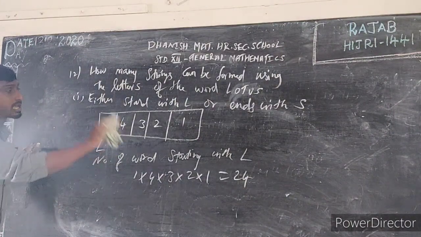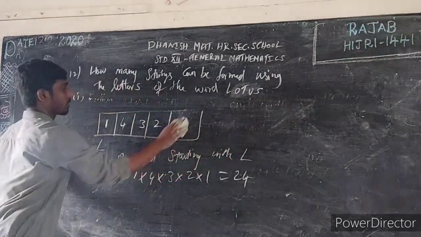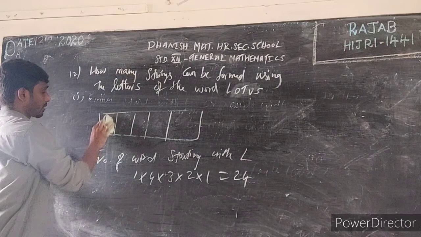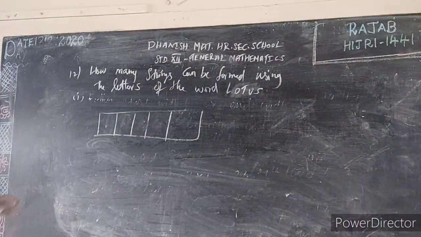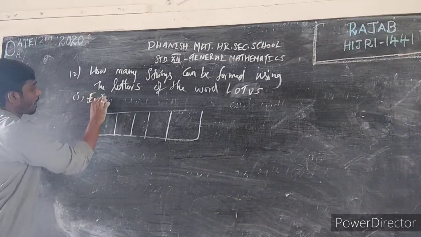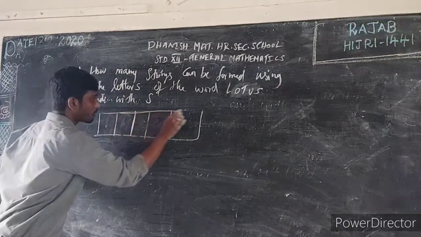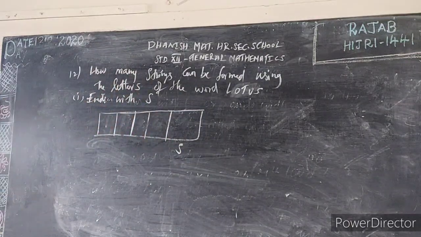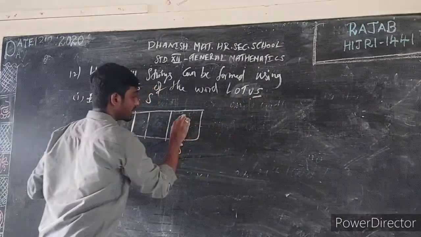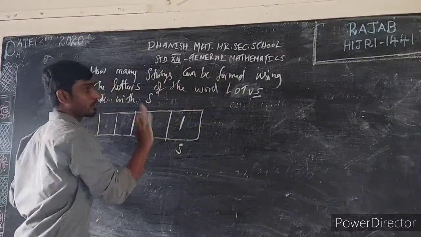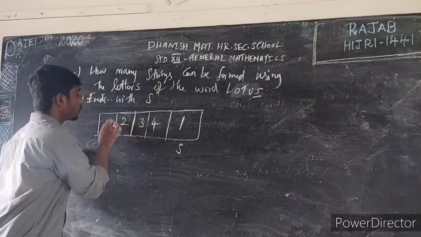So this one, starts with L, is over. Now ends with S. Here the letter S will be at the end. What are the remaining values? 4 values: L, O, T, U. So write 4, then 3, then 2, 1.